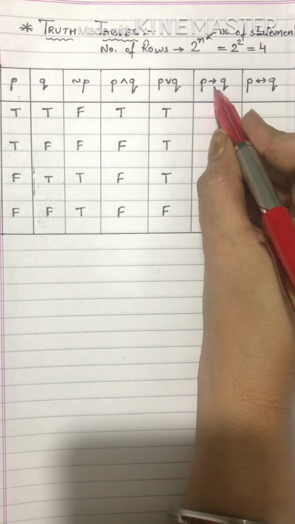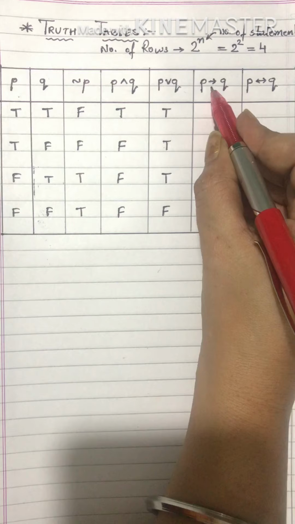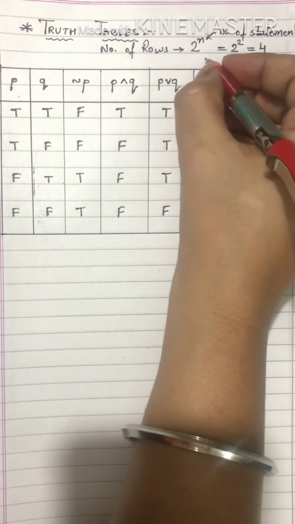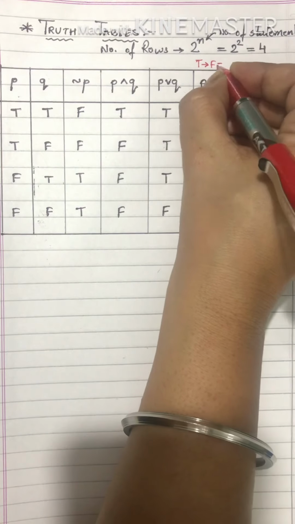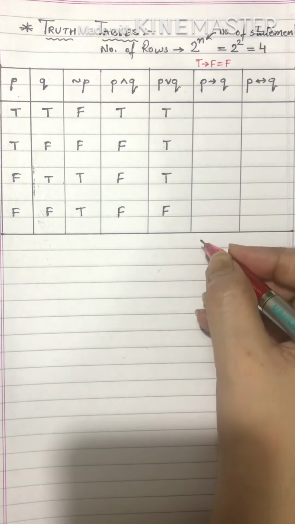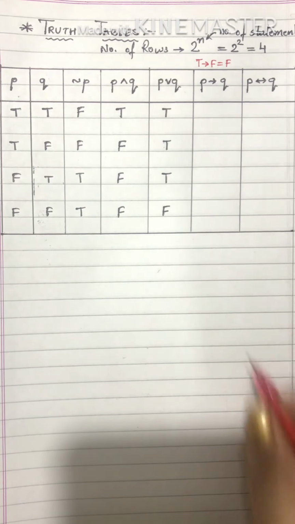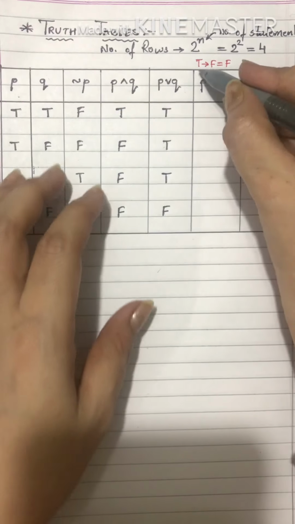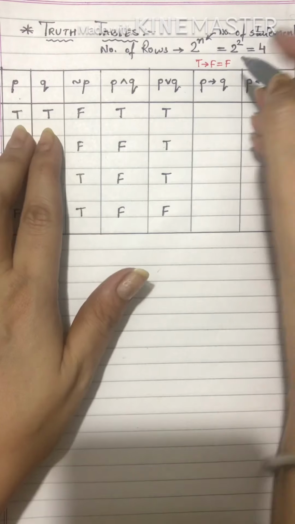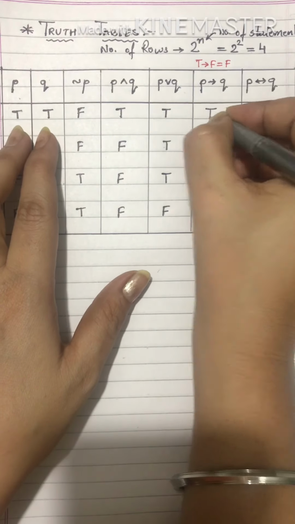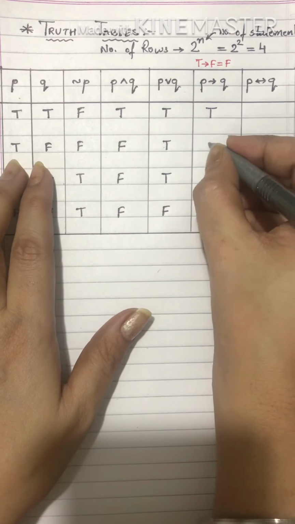Next connective is implication, P implies Q. Now in this, one thing you need to remember is when true implies F, the answer will be F. Rest every time it will be true. Okay, just remember this. T implies F is F, else true. So let's check out. T implies T, I said it will come true. T implies F will be F.